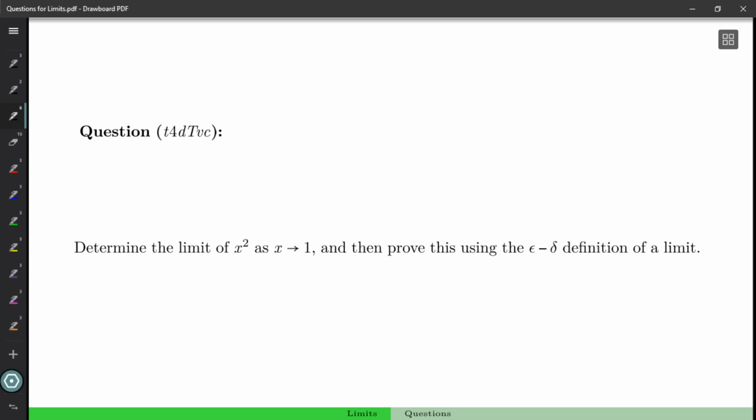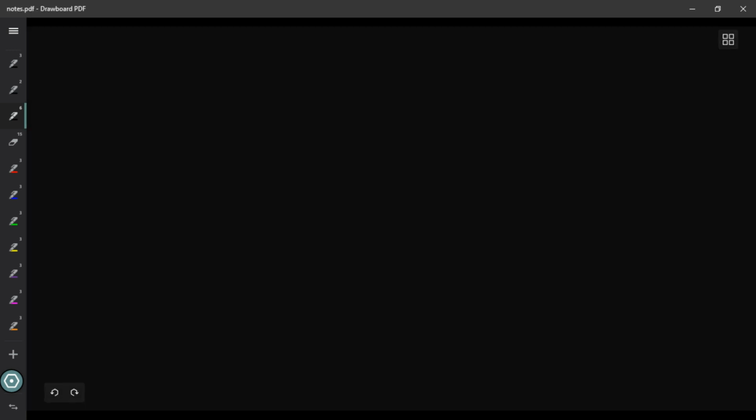Determine the limit of x squared as x tends to 1, and then prove this using the epsilon delta definition for limits. All right, well, x squared is continuous, so if I just plug in 1, 1 squared should be 1. So 1 is likely the limit. But we're being asked to prove this specifically with an epsilon delta style proof.